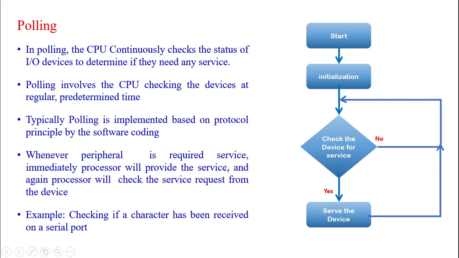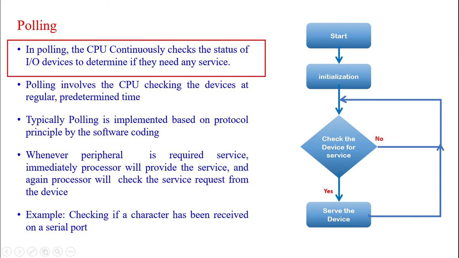Now let us go to the definition. In polling, the CPU continuously checks the status of IO devices to determine if they need any service or not. Try to understand the statement here. This is very important. This is the important definition of polling. Polling means continuously monitoring a device or peripheral to see whether any device or peripheral requires any service or not.